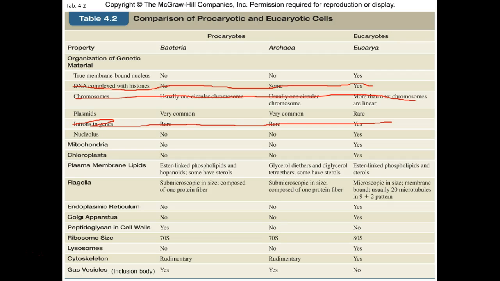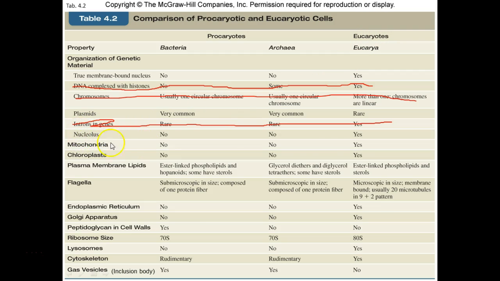This table in your book is a pretty good summary table, doing the comparison between prokaryotes and eukaryotes, and even having the subdivision within prokaryotes. There's a couple components that we didn't go into detail about, so I put a red line through them. So remember, a true membrane-bound nucleus is a defining characteristic of eukaryotes, right, within the domain Eukarya. All of them are eukaryotes.